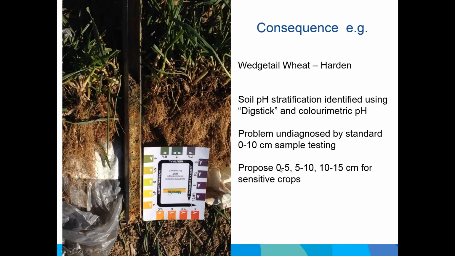So sampling in these depths, although it takes a little bit extra time, gives you really useful information, especially if it's a sensitive crop that you're planning on growing. And I always argue that you don't do this testing to sow next year's sensitive crop. You want to be checking out the soil a couple of years beforehand, because if it is acid and it's a zone that you can do something about, then you need time for that management practice to actually take effect.